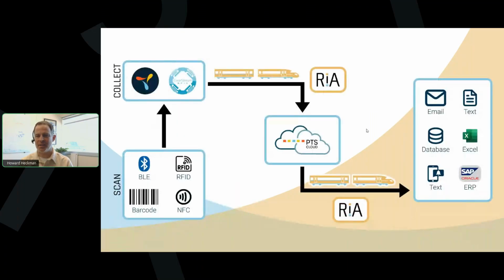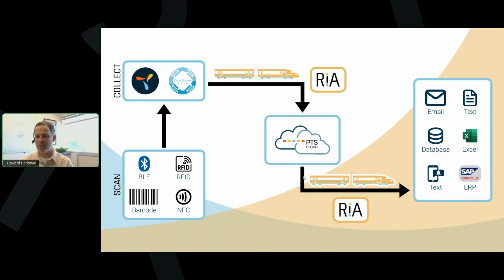Where it lives in the current ecosystem is right in the middle with the PTS cloud. This diagram shows you in the middle the PTS cloud with its RIA interfaces coming from our edge products, TracerPlus and ClearStream, which are collecting BLE, RFID, barcode, and NFC data. That's feeding data into the PTS cloud. And then again, RIA is used for getting data out of the cloud into other third-party services. So a lot of the PTS clouds that we've spun up, they're not the full package end-to-end solution.